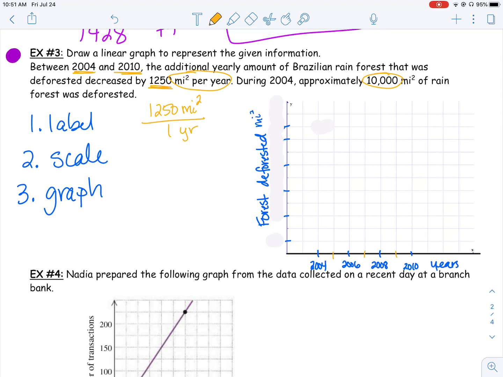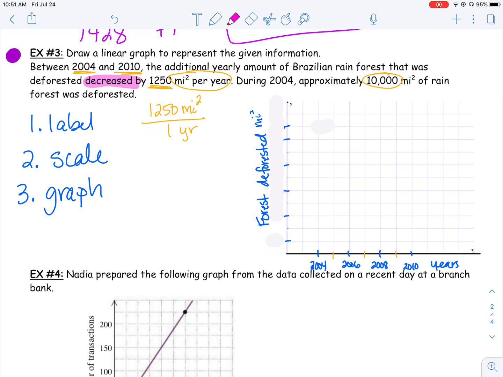And then we also have to think, is our rate going to go up or is it going to go down? Well, if you notice, one of the big key words here is that the rainforest deforesting decreased, meaning it went down. So in 2004, if it started at 10,000, it should go down from there. So our highest y value needs to be 10,000. So we need to make sure that we at least fit up to 10,000 on there.